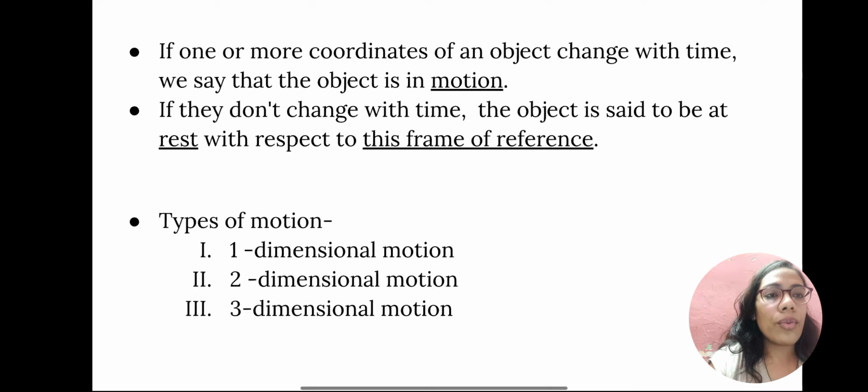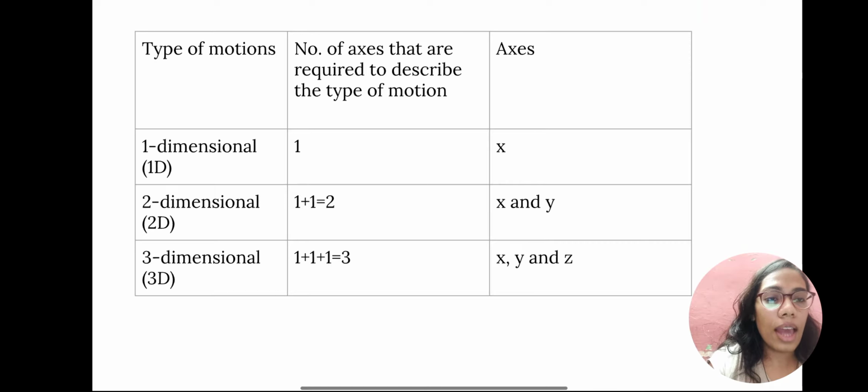Now we want to understand the types of motion, which are one-dimensional, two-dimensional, and three-dimensional motion. To describe one-dimensional motion, we need one axis. Generally, we take the x-axis. To describe two-dimensional motion, we need two axes, means a pair of axes, x and y. For three-dimensional motion, we need three axes, x, y, and z.